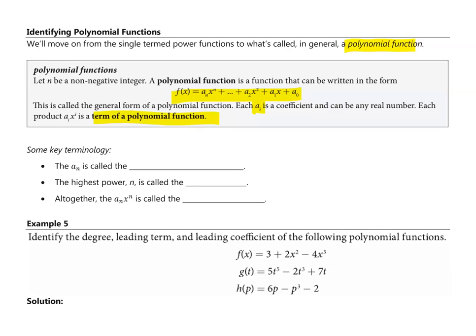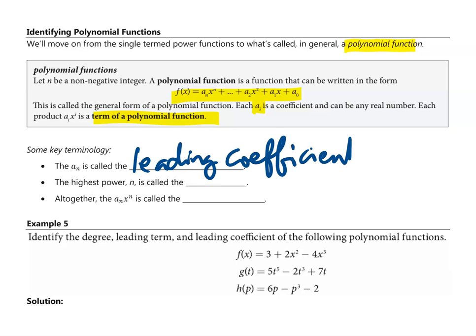Some terminologies that you need to remember here: the a sub n is called the leading coefficient. The highest power n is called the degree. So the highest power, the highest exponent. And altogether, a sub n x to the nth power is what you call the leading term. So take note of all these three: leading coefficient, degree, and leading term.